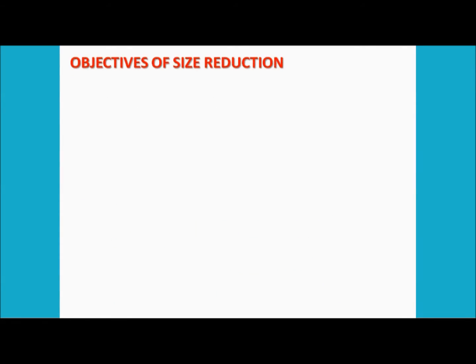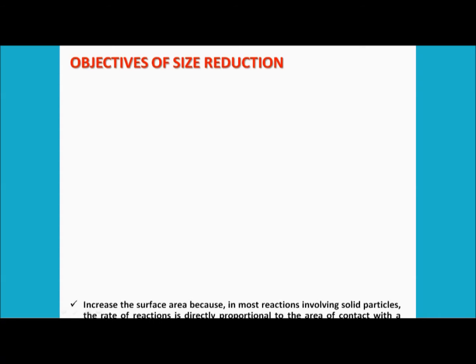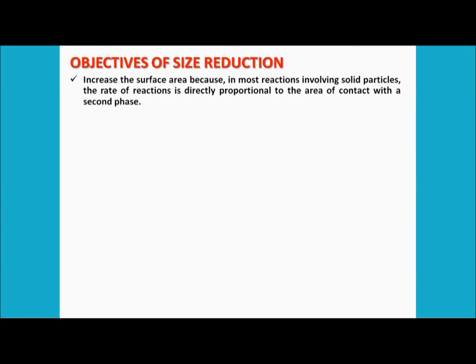Now you see the objectives of size reduction, why we perform the size reduction, right? So first of all, the first objective of size reduction is that it increases the surface area. Upon decreasing the size of a particle, the first and foremost thing is that the surface area of the particle will increase. In most reactions which involve solid particles, the rate of the reaction is directly proportional to the area of contact with the second phase.